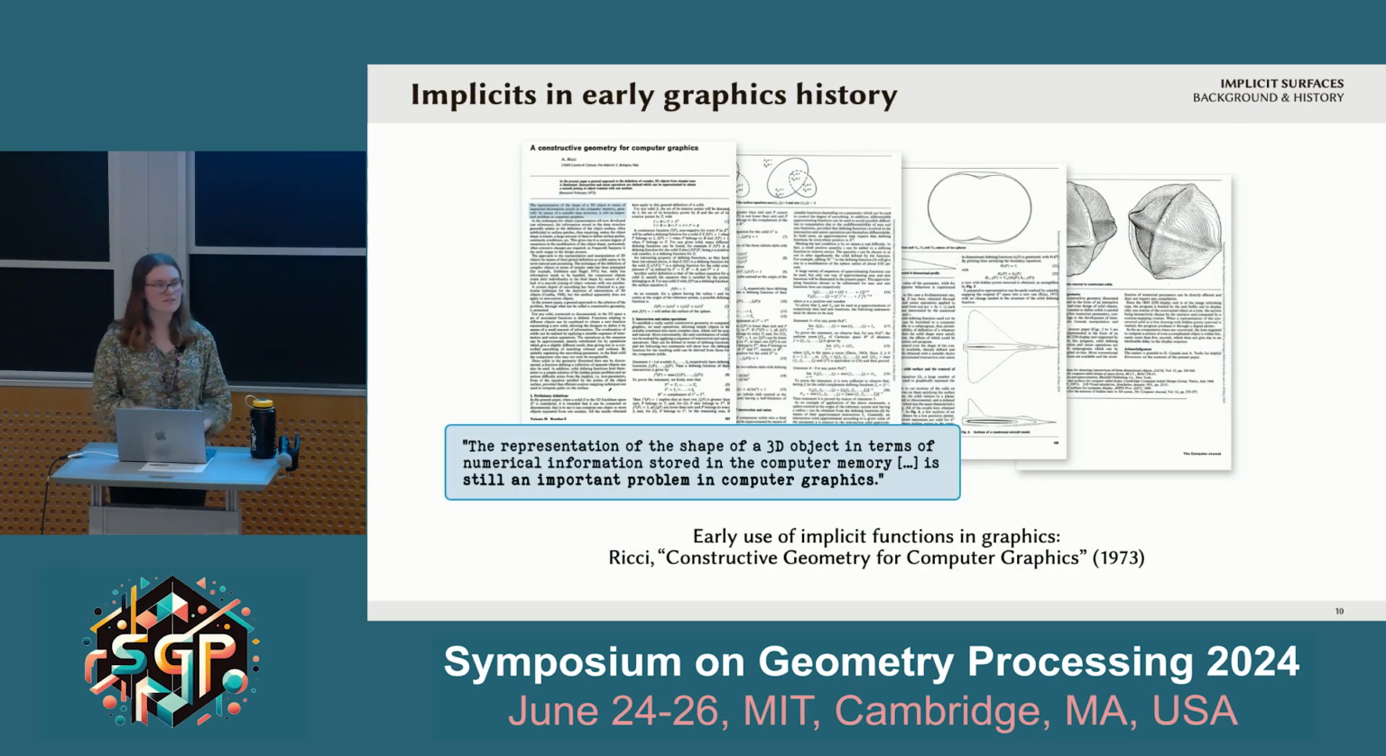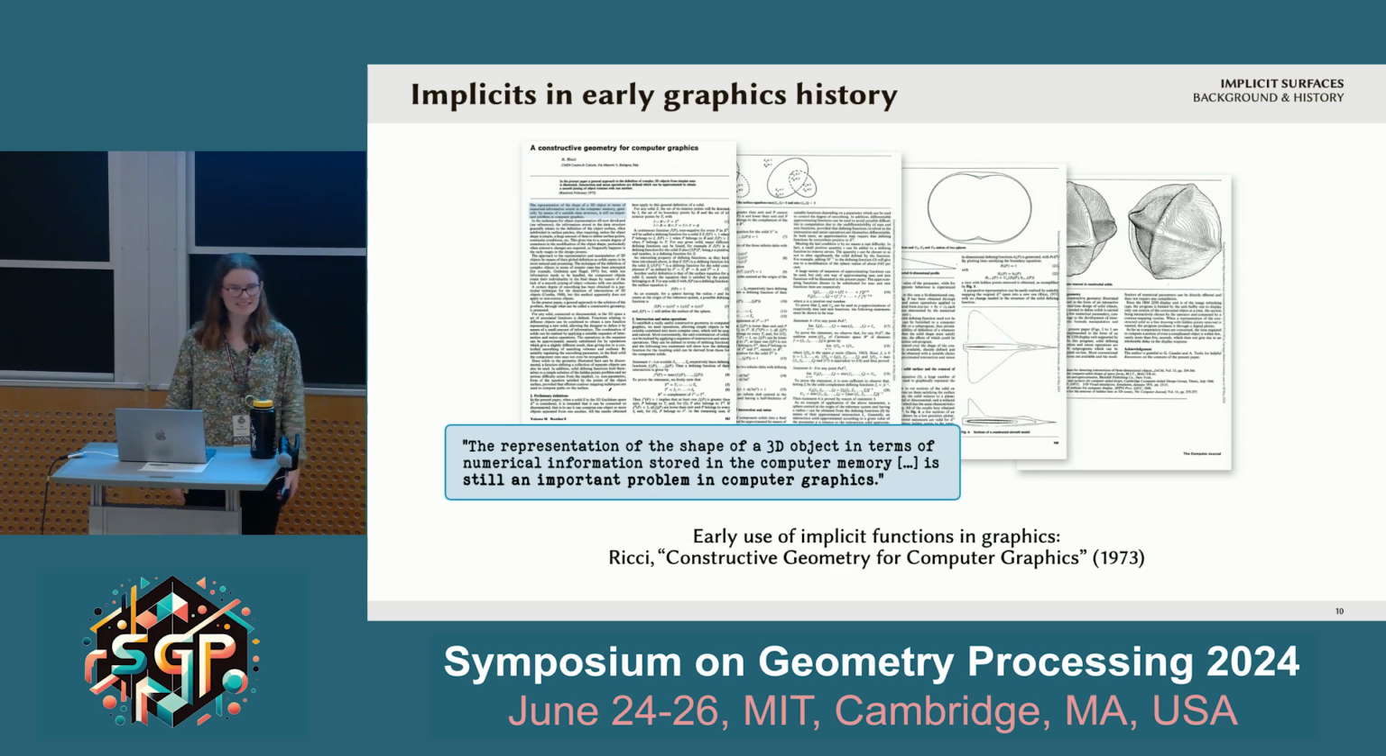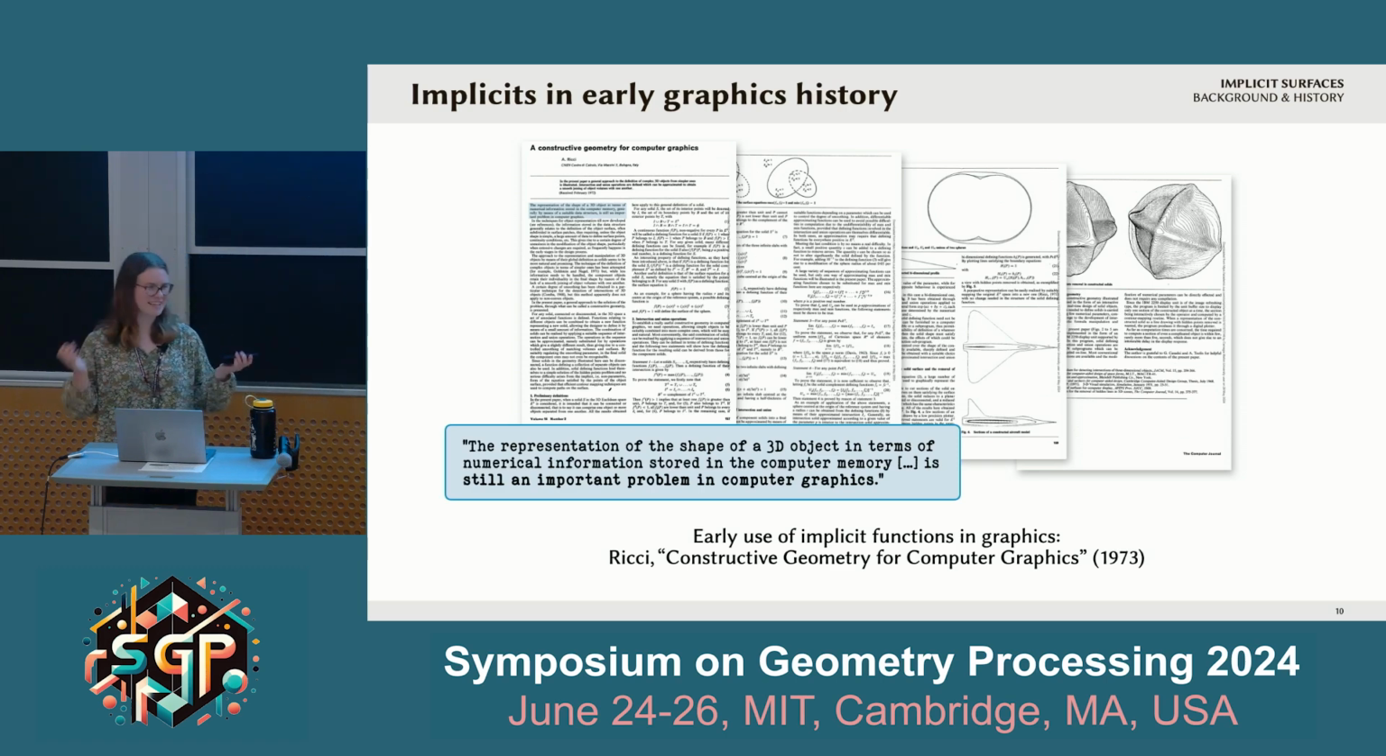So implicit surfaces have a really long history in graphics. In fact, they've been around since the beginning of graphics, way back in the 70s, or I guess graphics is a bit older than that. But this paper here is an early example. It's one of the first to use implicits for modeling using CSG operations, which we'll talk about in a second.